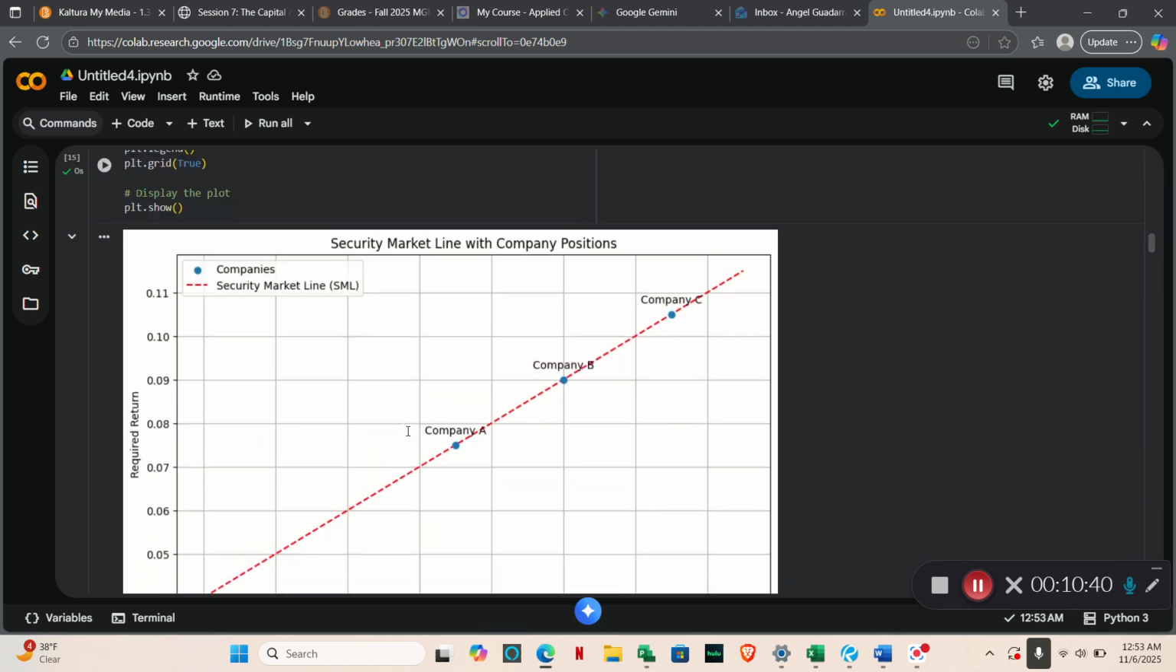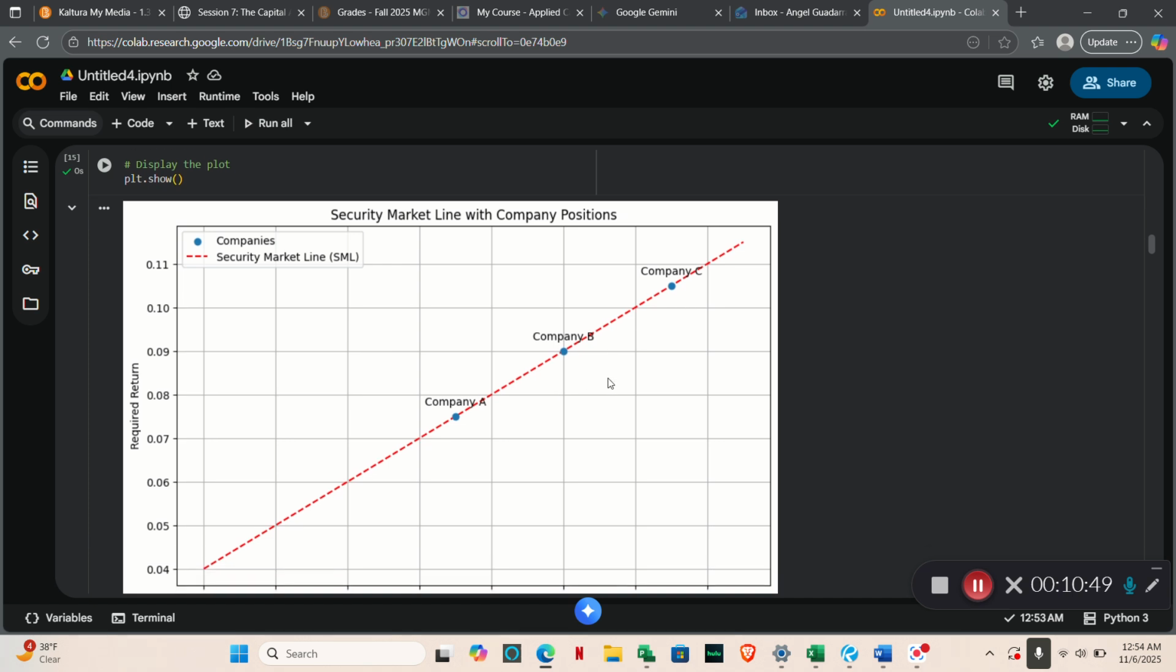We have combined all of our charts into one, so we have Companies A, B, and C all in a linear motion.